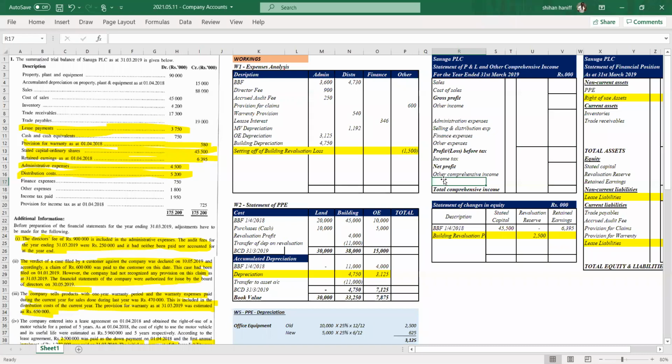The surplus we can take under other comprehensive income. Building revaluation: 2,500 you have to take to the other comprehensive income, not to profit and loss. Then complete the PPE statement and find the closing balance.